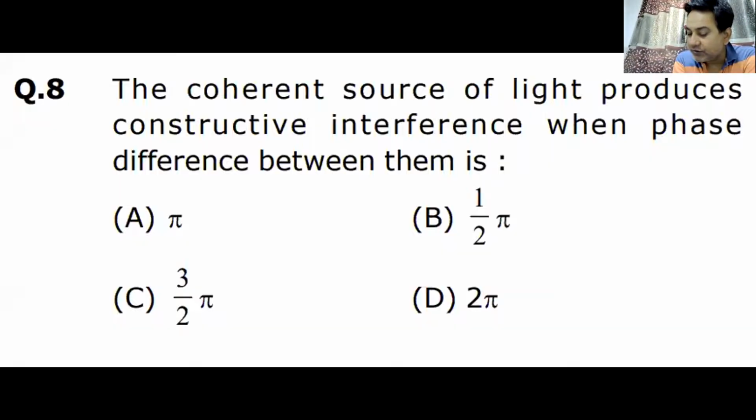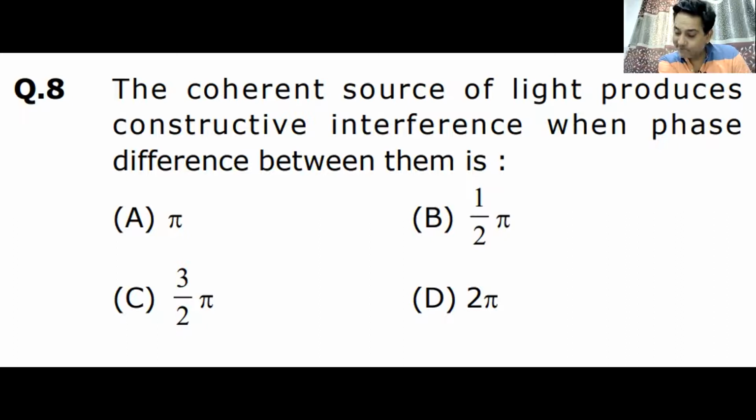It's now time that we encounter some questions. This is the first question that we are going to encounter. Question number 8, this is from your sheet. The coherent source of light produces constructive interference when the phase difference is. We have got 4 options, A, B, C, D, and I am waiting for the right option from your end.